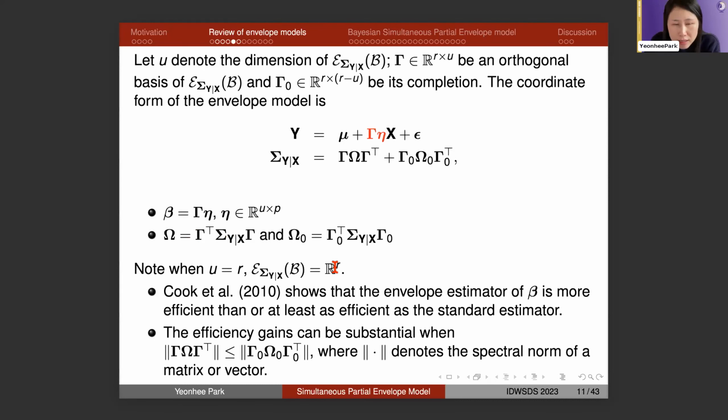So Cook and his colleagues show that the envelope estimator of beta is more efficient than, or at least as efficient as, the standard estimator. And the efficiency gains can be substantial when the magnitude of the variability due to the material part is less than the magnitude of the variability due to the immaterial part. Here, magnitude is measured by the spectral norm.